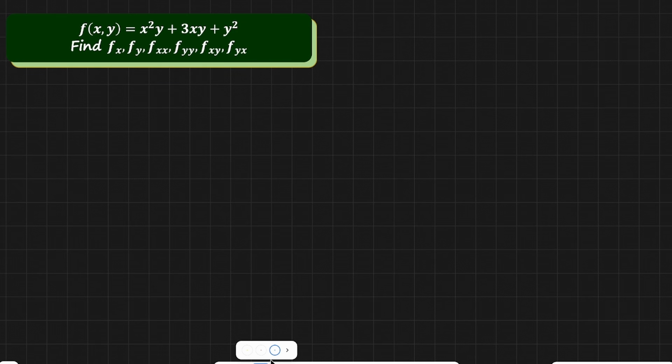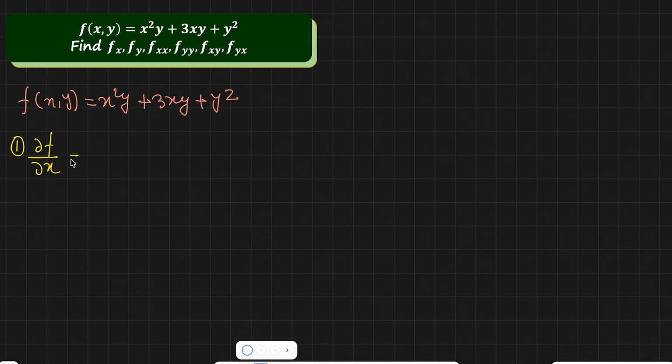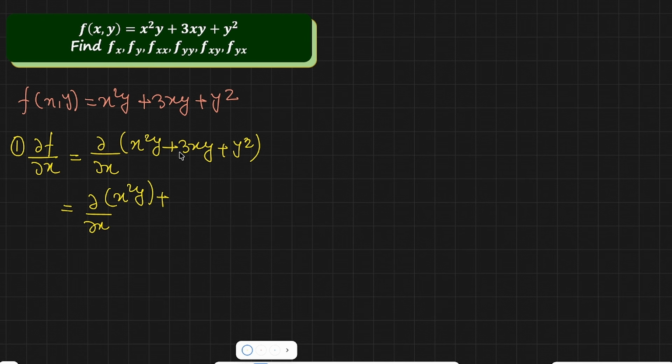Let's say I have this question. What is the question? F of x comma y is equal to x square into y plus 3xy plus y square. I will find each and every partial derivative. First of all, I will find the partial derivative with respect to x. What do you mean by this? This is the partial derivative with respect to x of x square y plus 3xy plus y square. I can simply write it like this because it is linear, so I can write x square y plus, it will operate here, 3xy plus this is the partial derivative with respect to y square.